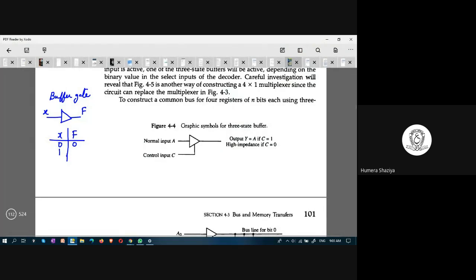What is the difference that you see between this gate and this gate? Do you see any difference? Here the notation is the same. There is an input, there is an output. What is extra here? Extra is the control input C. Here you don't find C, the control input. Here you have a control input C. What does control input C do? It controls the output.